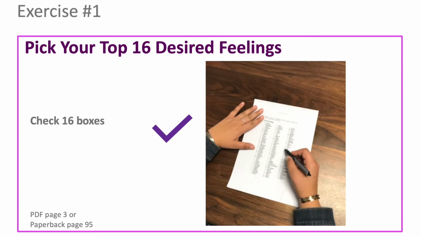Here's the first exercise in the process. If you have your book, go to page 95, or if you're working off the PDF that you downloaded, it would be page 3. You're going to see a chart that has a whole list in 3 columns of desired feelings. And the idea is this is going to help you identify what you're wanting more of in your relationships. So I want you to go through and just think of the different feelings that you're seeing and check off up to 16 boxes that correlate to the feelings you'd like to have more of, especially the ones that are most important to you, even if you're already getting those.